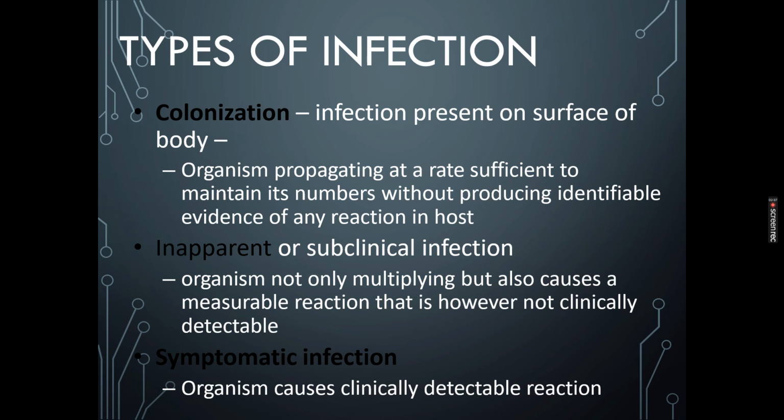Then, types of infection. First is colonization. Colonization means the bacteria enter the body and multiply there, making copies of themselves, but without producing any identifiable evidence. Second is the inapparent or subclinical infection. In this stage, the organism not only multiplies but also causes some minor reactions that are very difficult to detect clinically. Then symptomatic infection. In this, the patient has active disease and shows signs and symptoms of the disease. So these are the three types: colonization, inapparent, and symptomatic infection.